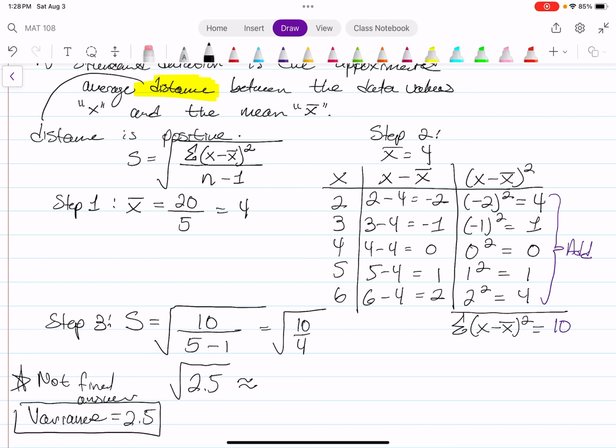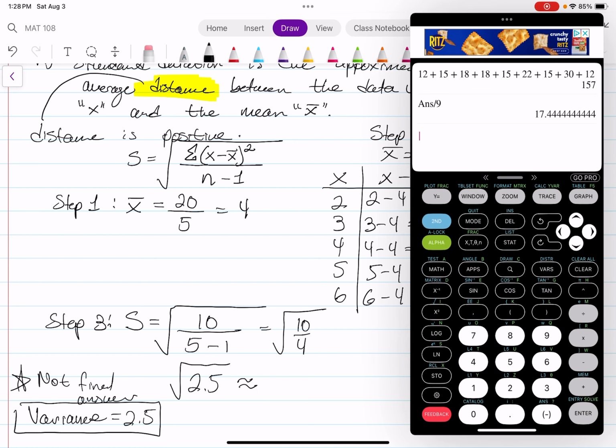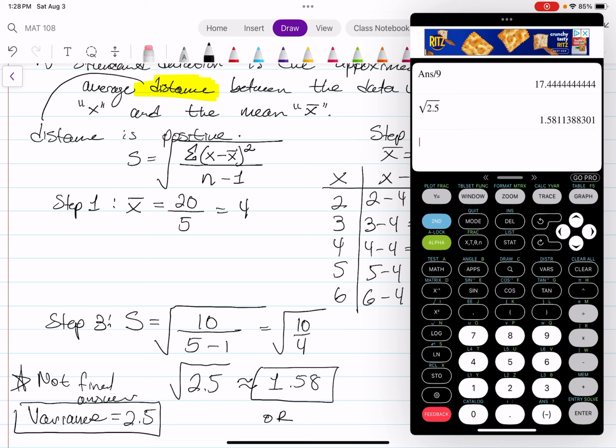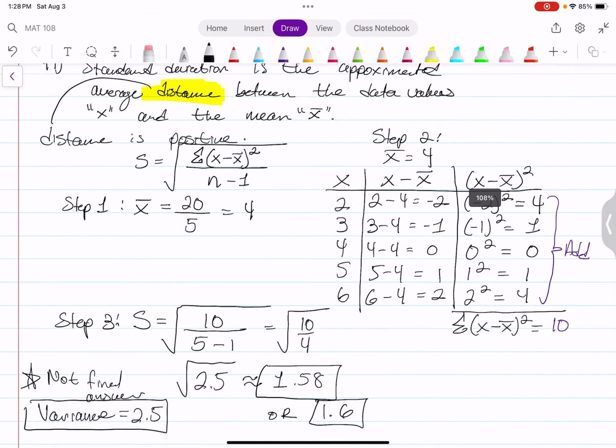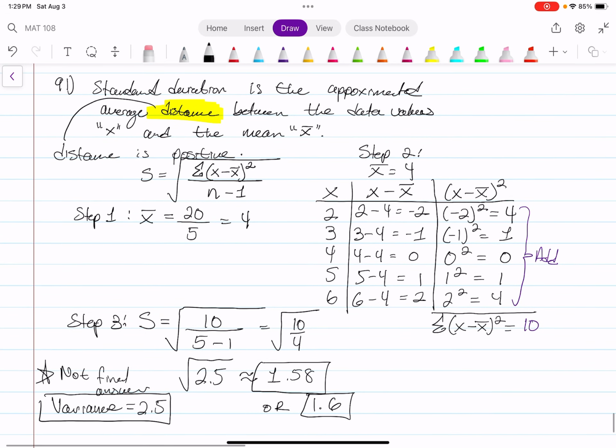And then we take the square root of 2.5. I'm going to round to 2 numbers after the decimal. So that's going to be second, x squared, 2.5. And that is approximately 1.58. I don't know how the answer key may have it. It may have it rounded to 1 number after the decimal, so 1.6. Either one should suffice, and you will know the rounding when it comes to the final exam. So that is number 91.